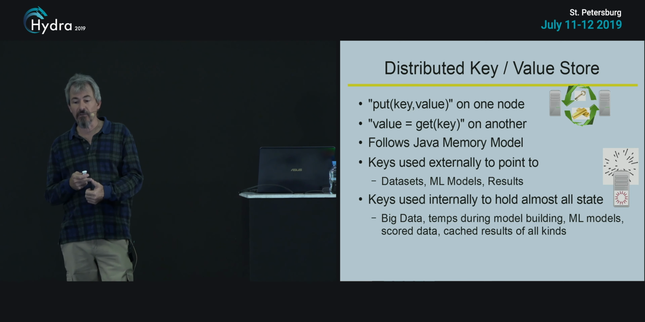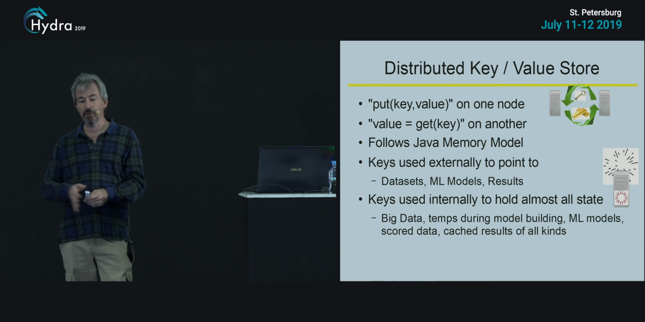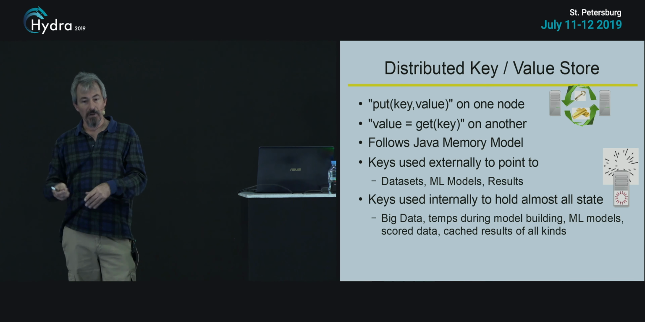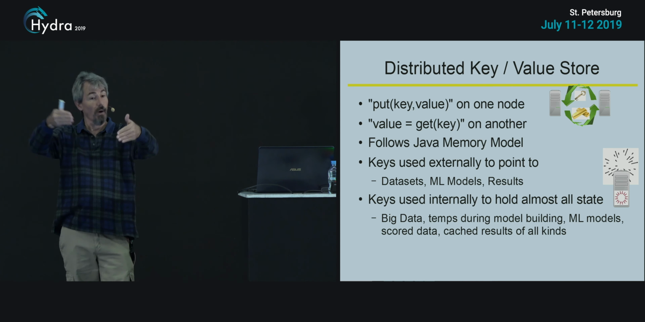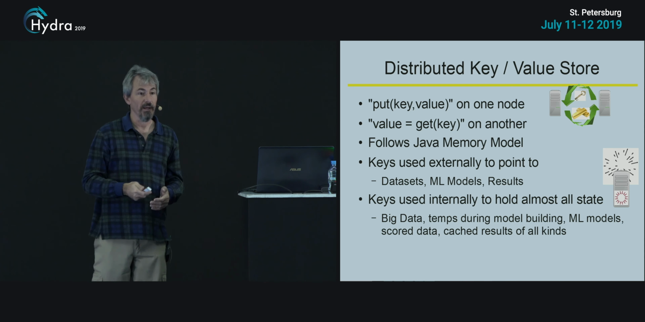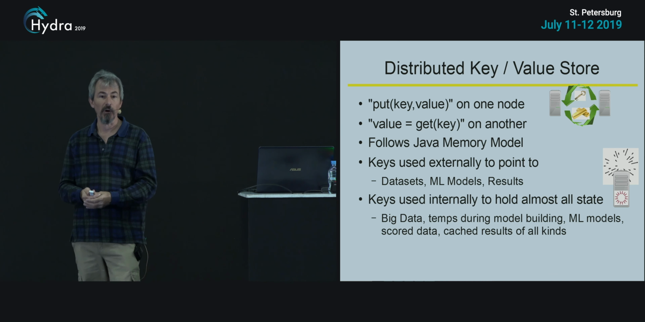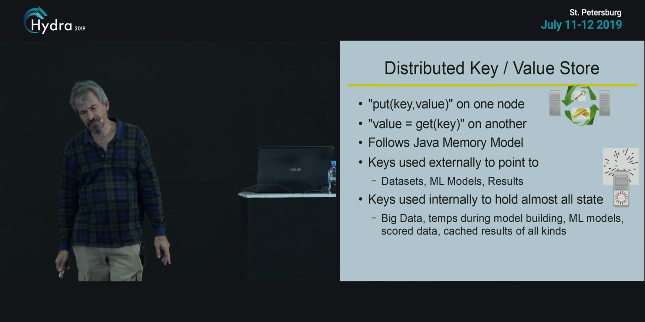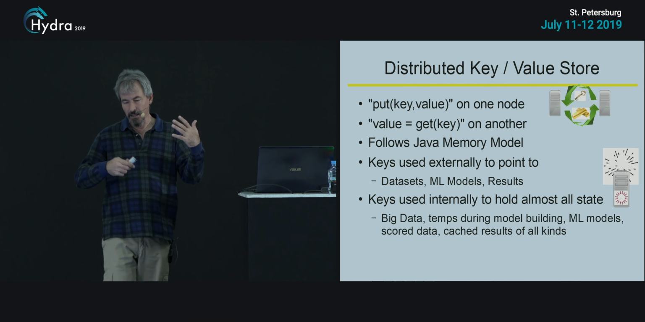So distributed key value store, put with a key and a value in one node, some other node, I can do a get and get it back, right? But I'm going to be exact. So if I have conflicting writes, eventually one will win, but also there's never a time when people will get different versions from the key value store. And the keys are used for all kinds of things. Internally, they hold the big data, that's the data sets, machine learning models, results.